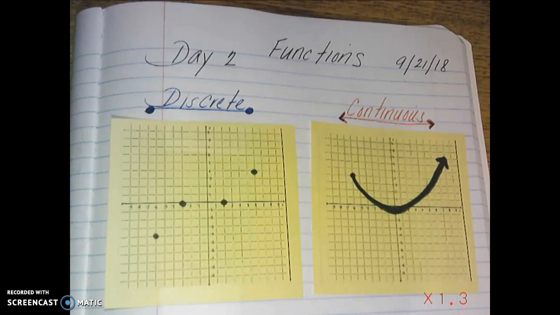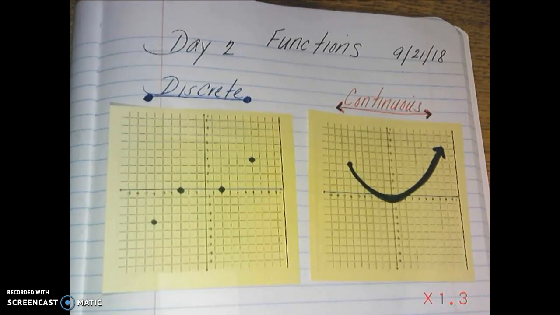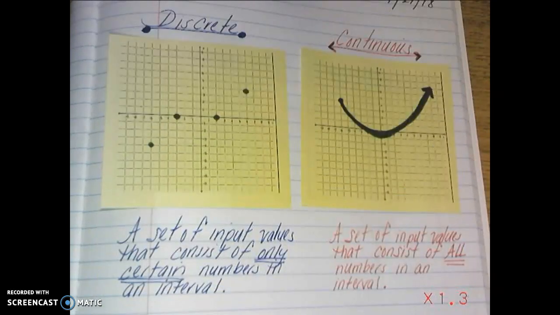So what you see here is a picture of 2 different graphs. One is considered discrete and the other one is continuous. Take a second and think about what's the difference. Pause it. If you can't understand any of the words that I'm saying, it may help if you turn on closed caption. So hopefully when you took a second to pause it, you thought about discrete.